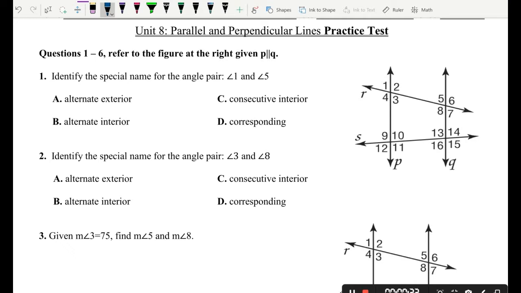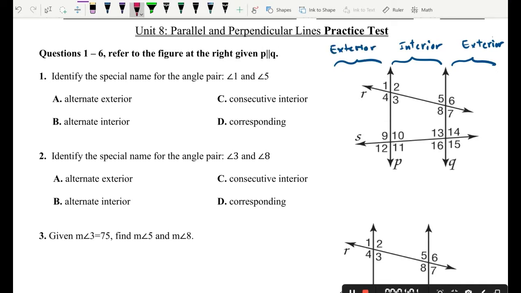First of all, we need to know the following information. We need to know the interior part. Interior angles are the angles that stay within the two parallel lines. Exterior angles are the angles outside of the two parallel lines. Over here is going to be an exterior angle.